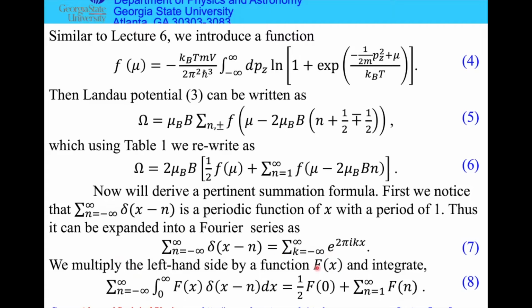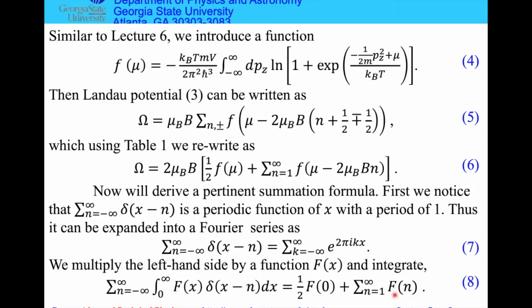What we do, we multiply the left-hand side by some function f of x, smooth enough with respect to this delta function, a regular function f of x, and integrate. If I take n equals 0, that is only once in this formula, I will integrate from 0 to infinity, not from minus infinity to infinity. So when I consider n equals 0, integration goes from 0. It is integration over only half of the delta function. The whole delta function, from some small negative number to some small positive number, from minus infinity to plus infinity, would give you 1, and this is only half of it, so I'm getting 1/2 f of 0. All other delta functions are integrated completely, and then I'm replacing x by the number n.